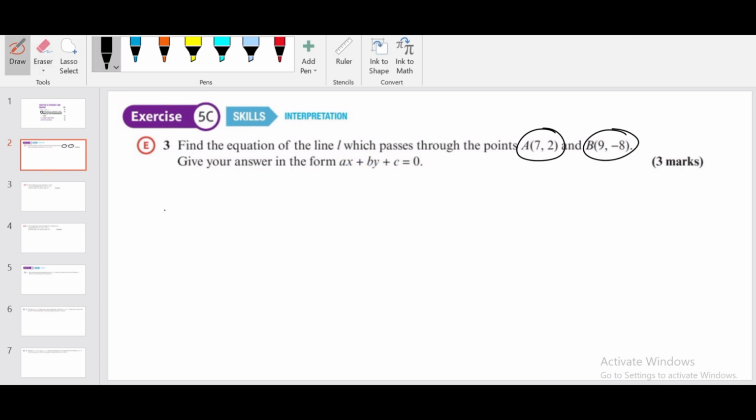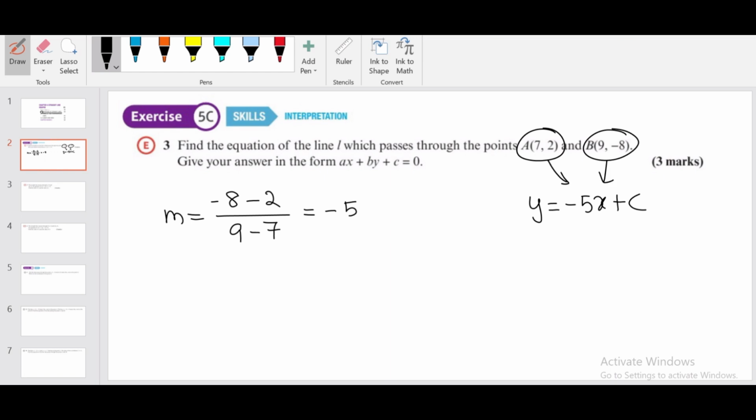So first I'm going to find the slope. y2 minus y1 divided by x2 minus x1. Minus 10 over 2 is negative 5. Now there are 2 ways you can find the equation. You can write it as y is equal to mx plus c, m is minus 5, and use any one of the points to find c.